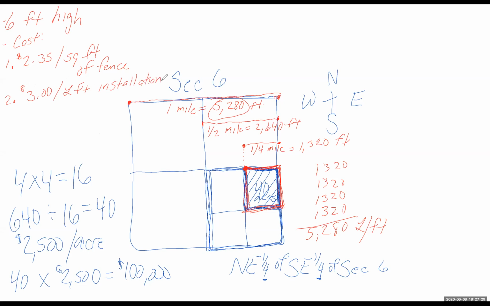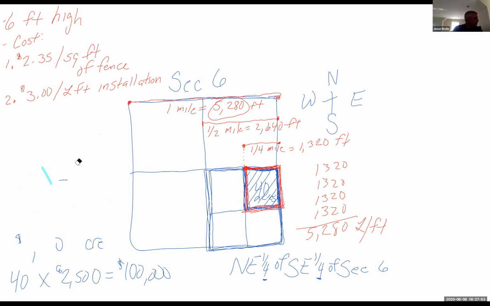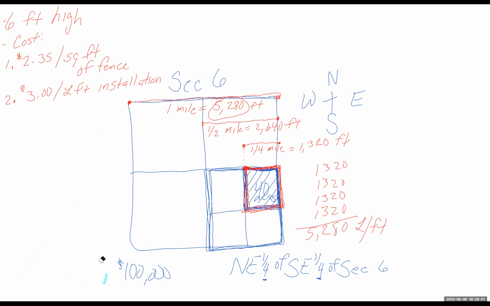So let's go over this again. Your fence is 6 feet high. The cost of it is $2.35 per square foot of fence. And number two, $3 per linear foot for installation. So how much is this fence going to cost us? A lot. So what's really the first step that we need to do?